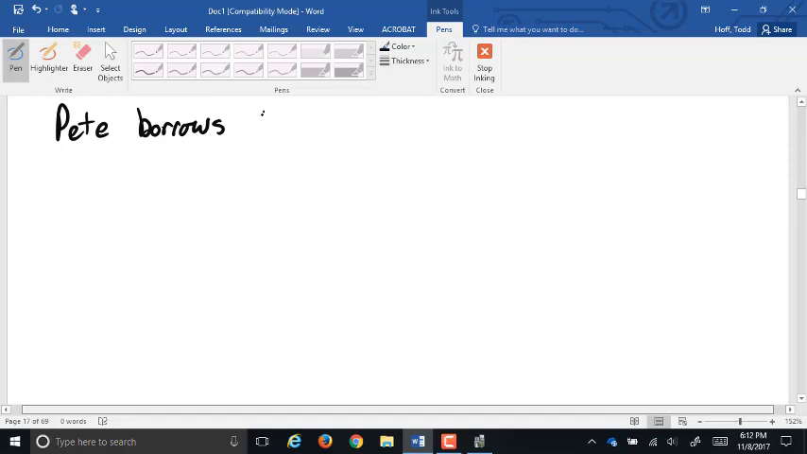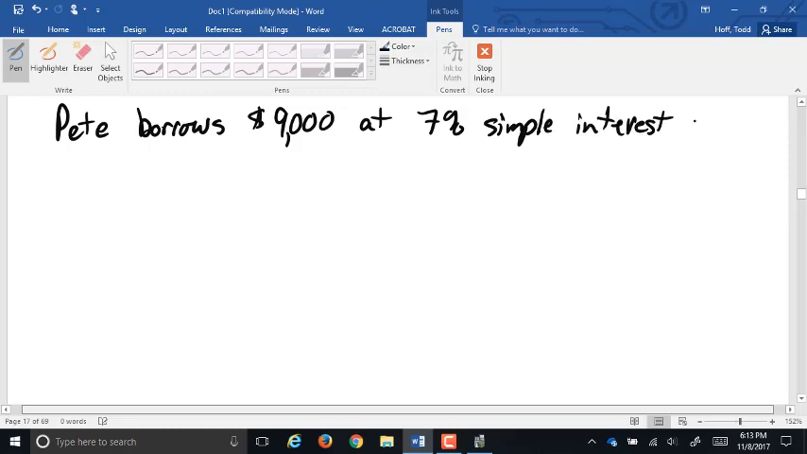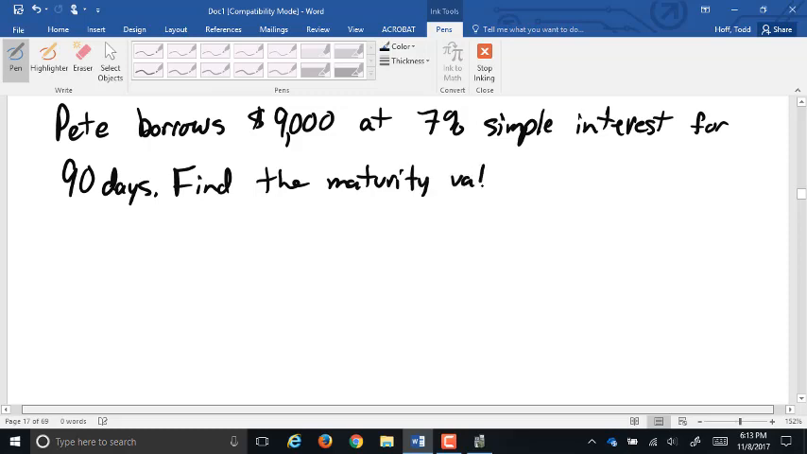Pete borrows $9,000 at 7% simple interest for 90 days. Find the maturity value. Of course, the difference here is I'm not asking for my time in months, not asking for it in years. I'm giving the time in days.